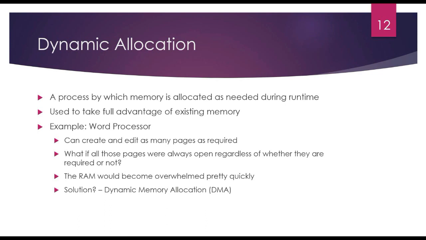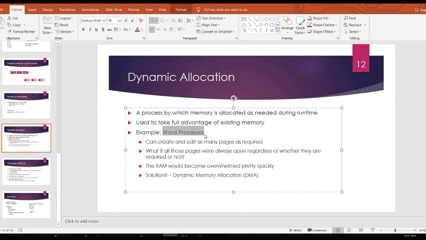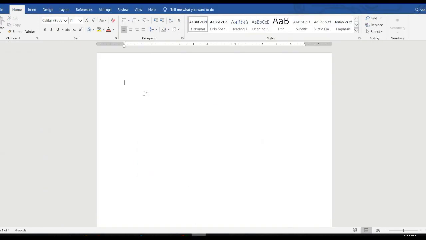Why do we need this? To take full advantage of existing memory. How do we do that? Let's see an example. An example here is given for a Microsoft Word processor. What is a word processor? You can create and edit as many pages as required. So let's see. For example, this is a Microsoft Word document.